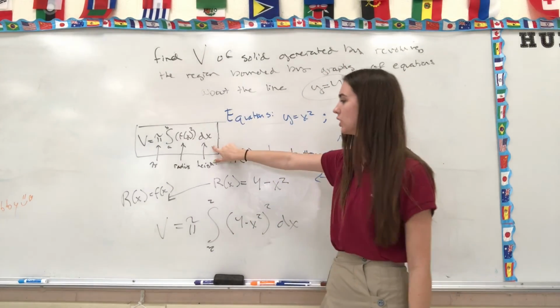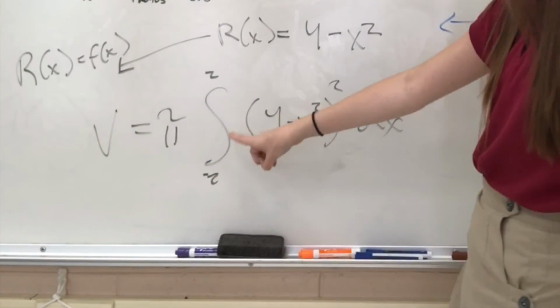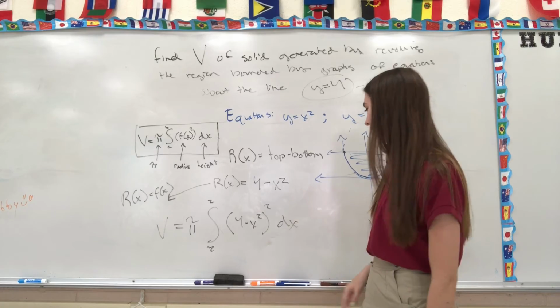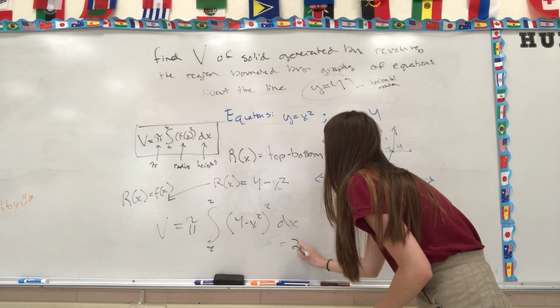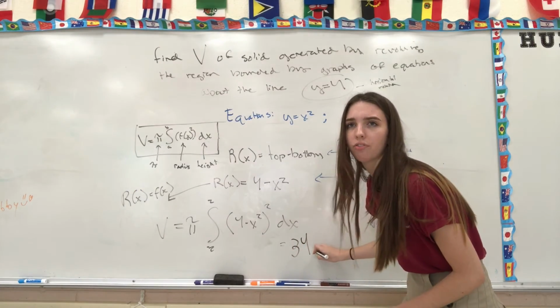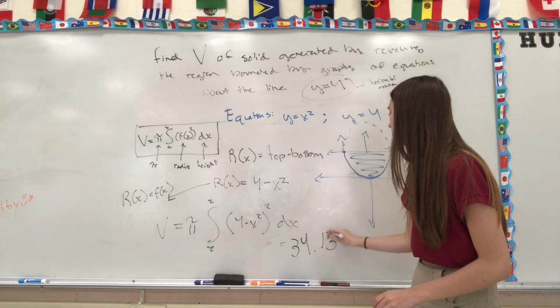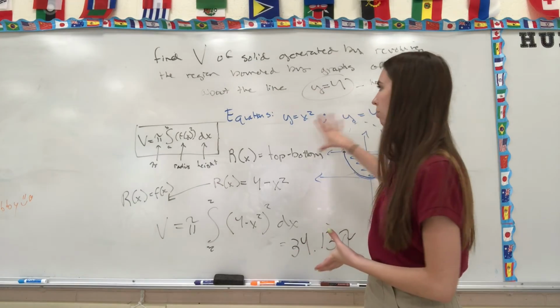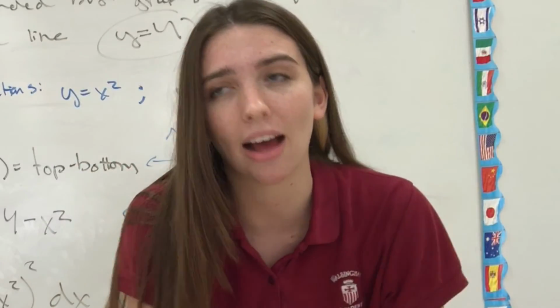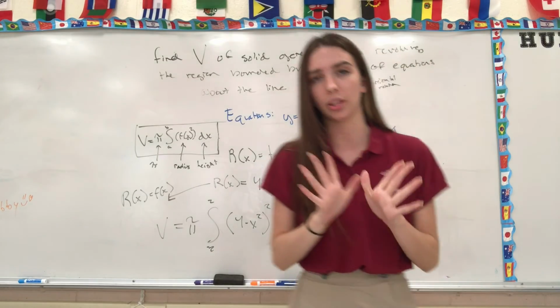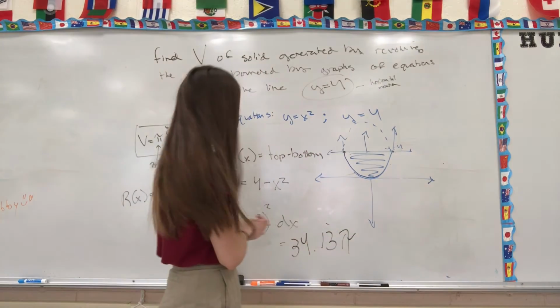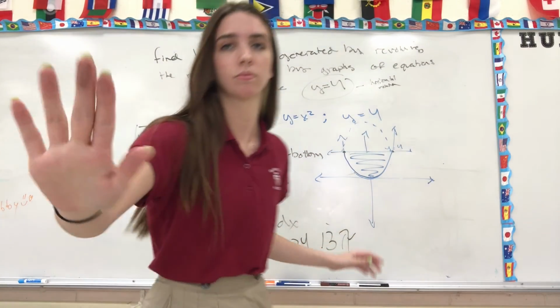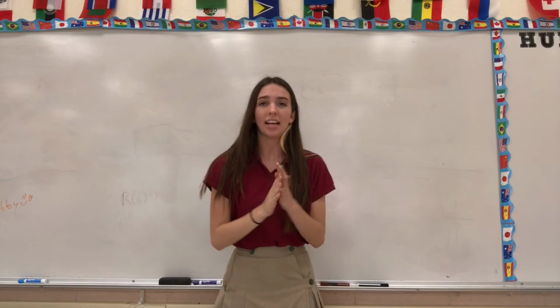We're going to plug it into this, which we've done like 4 times now. And we're going to get volume equals pi times the integral from -2 to 2 of 4 minus x squared dx. And we're going to get 34.13 pi. When you get to this type of complicated math, you can usually use your calculator with integrals. Okay, awesome. That's everything.